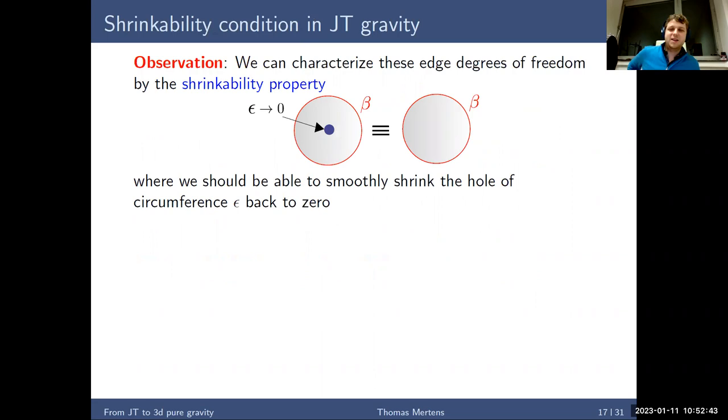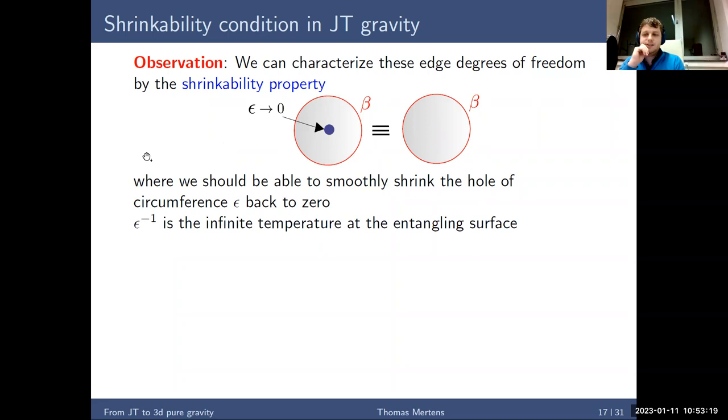I want to make an observation here. You can characterize these edge degrees of freedom by what is called a shrinkability constraint or shrinkability condition, in the sense that if I have the JT disk with the boundary of length beta, and I make a small hole here in the center with circumference epsilon, and then I take epsilon to zero, so I shrink this hole, we should actually just reproduce the disk again. So shrinking this hole should be a smooth process in our model.